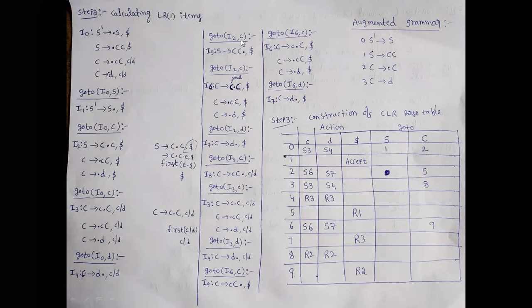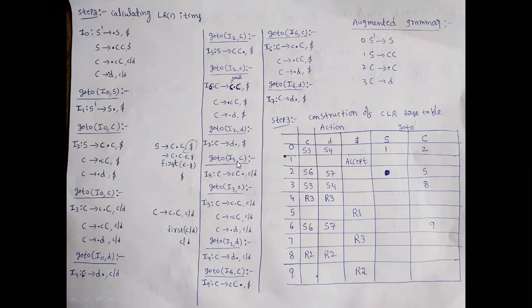I2 comma capital C becomes I5. We write only the state number for a non-terminal, so under capital C in the second state we have 5. Then go to of I2 comma small c. What do we do for small c? Since it is a terminal, we write a shift operation, so I6 becomes S6. Then go to of I2 comma small d is 7, so S7. Then go to of I3 comma capital C.